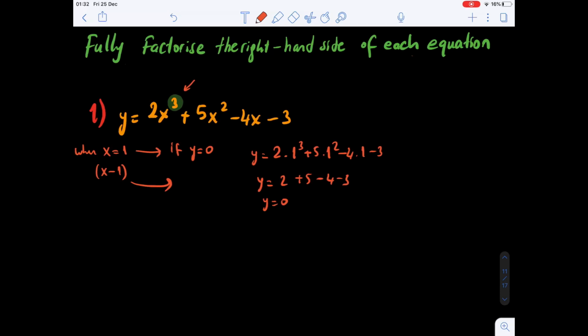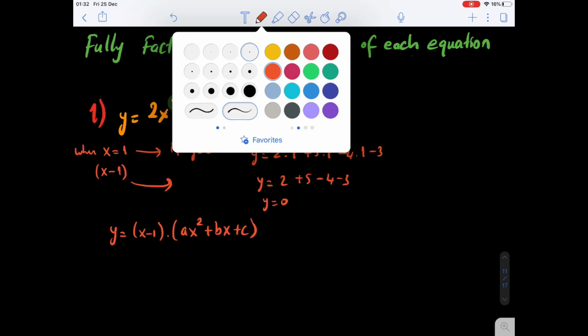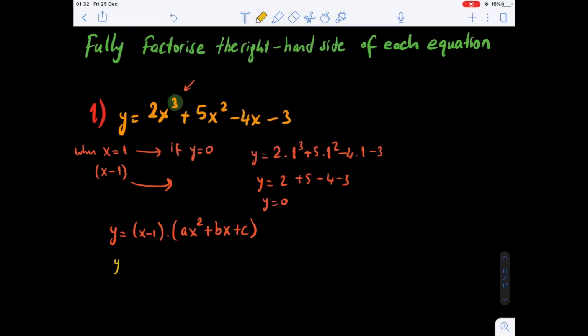So y equals x minus 1 times what? The standard quadratic expression is ax squared plus bx plus c. This is the standard form of a quadratic function. So I'm going to find that quadratic expression. This is the second step. To find it, I'm going to distribute: x times a is ax cubed plus bx squared plus cx minus ax squared minus bx minus c.